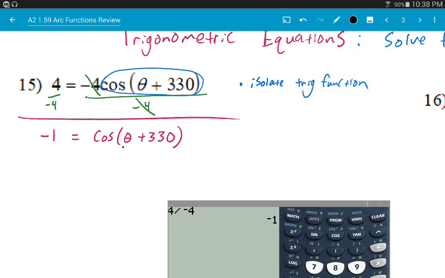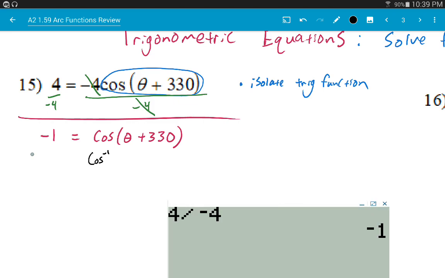If I want to get at the theta directly, I need to start from the outside in. I need to get rid of this cosine first. I can't get at the 330 because it's stuck on the inside. So I'm going to get rid of the cosine by using the arc cosine.